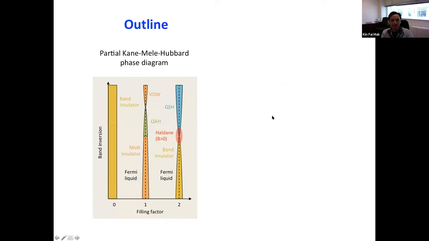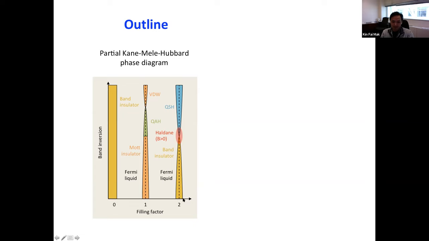Okay, this is the outline of my talk here. I just present it as a phase diagram. What I'm going to tell you about is a rich phase diagram of this material system, by tuning the electron filling factor in the moiré lattice and also the band inversion by the electric field, okay? And we actually find lots of interesting insulating states, and I will just focus the talk at filling factor 1 and filling factor 2.